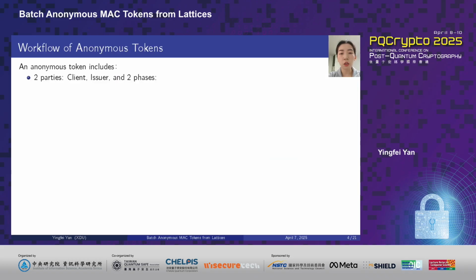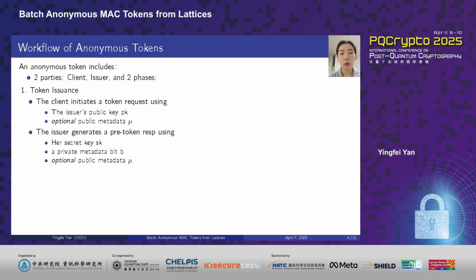Now let's walk through how anonymous tokens work. There are 2 main actors here, the client, like a user, and the issuer, like a service provider. The process happens in 2 phases. First, the token issuance phase. The client starts by requesting a token. Think of it like asking for a digital ticket. They use 2 things, the issuer's public key and optional public metadata. It might be something like an expiration date. The issuer then creates a pre-token called a response. To do this, she uses her secret key SK, like a master password, a hidden metadata bit, which could secretly flag suspicious activities, and the same public metadata mu to keep things consistent.